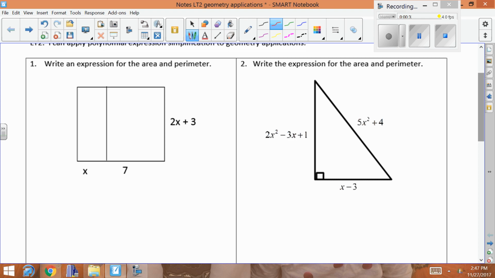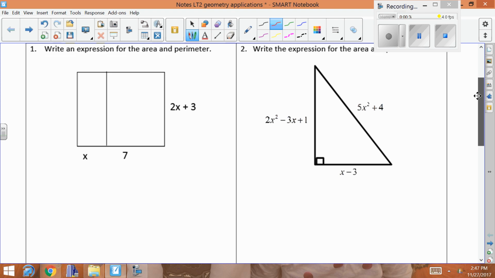So if we're looking at number 1, it tells us to write an expression for both the area and the perimeter. So it's kind of up to you which one you want to do first. It doesn't really matter here. The big thing that you need to notice here is that this side on the bottom here is separated into two parts. So that means that this side is the x, and then this side right here is the 7. So best thing to think of overall is that this entire side then would be both of them together.